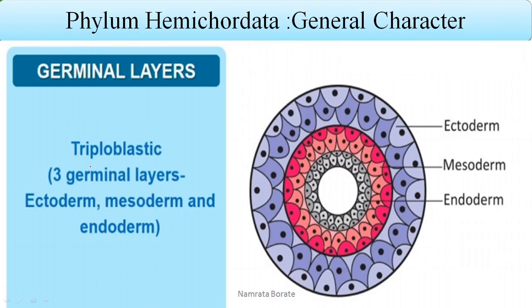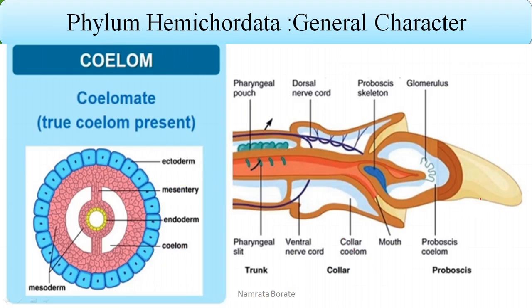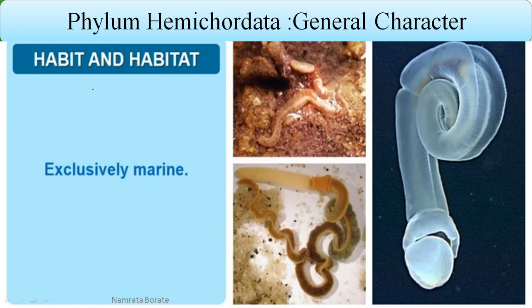The organisms are triploblastic, meaning three germinal layers are present. First one is ectoderm, second one is mesoderm, and the third one is endoderm. This organism shows the true coelom, so it is called coelomate. True coelom is present between the body wall and the alimentary canal. These organisms are mostly or exclusively marine in habit.